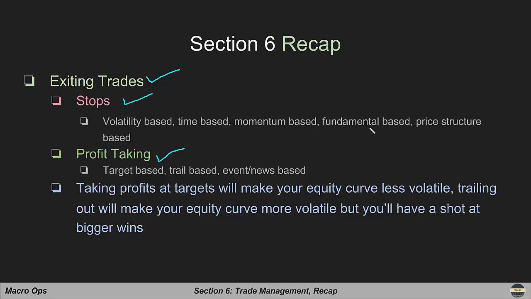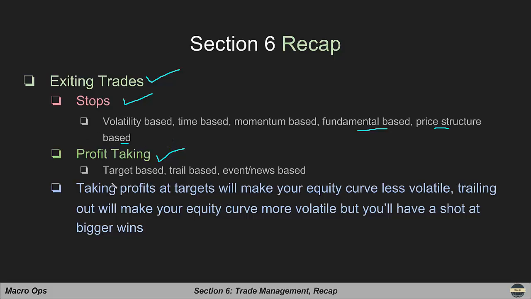Then the fundamental-based stop was talking about if something came out from a fundamental perspective that completely invalidated the thesis or made you not as convicted, just simply exiting regardless of what the chart says. And then price structure stop, which is what we primarily use at Macro Ops, and that was if it violated a key area on the chart, making the pattern useless or less likely to play out.